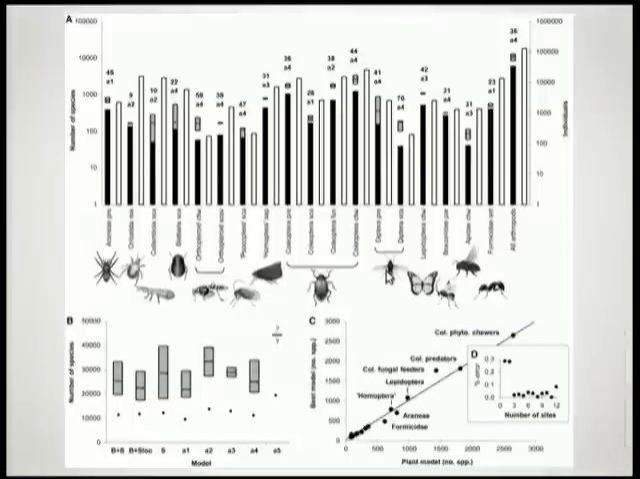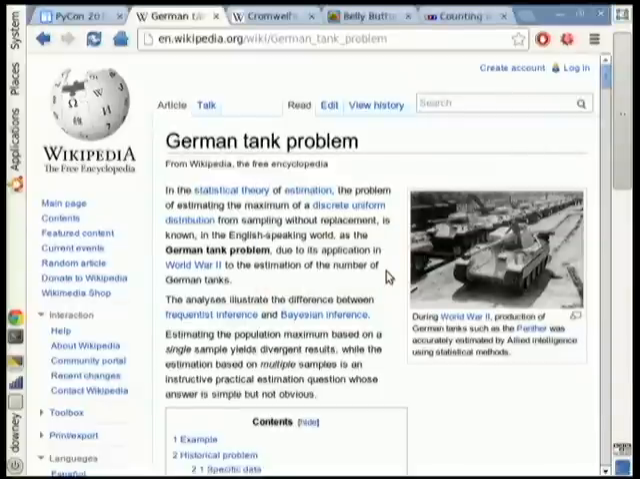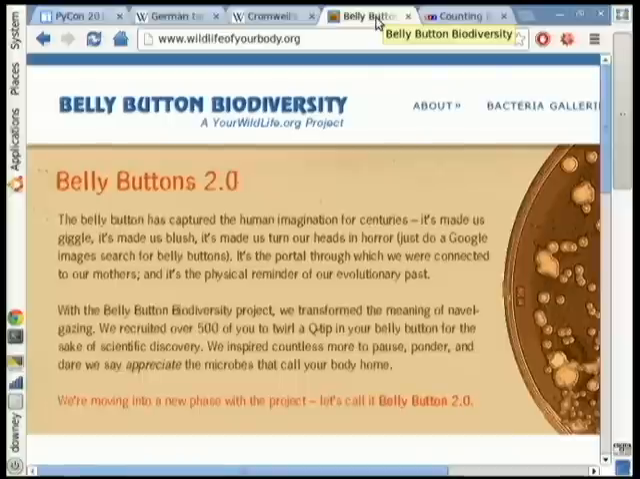One of the things I want to do with this is apply it to the Panamanian insect survey. There's an article about this. This, by the way, is the Belly Button Biodiversity Project. They have a nice page talking about all the work that they're doing, so you should check that out. Wildlifeofyourbody.org.